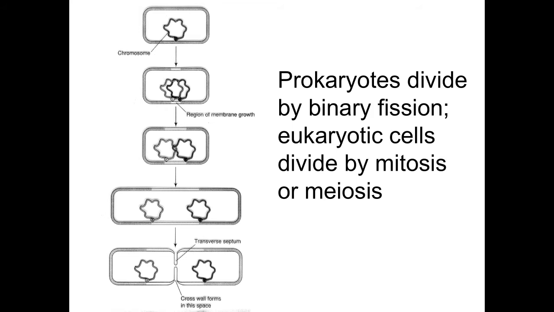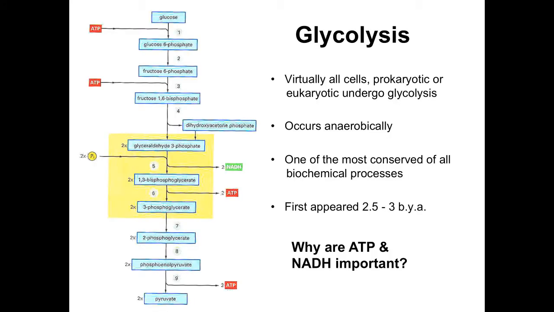As you know, prokaryotes divide by binary fission, and eukaryotic cells divide by mitosis, or meiosis if one is talking about the production of gametes. Virtually every cell, whether it's a prokaryotic cell or a eukaryotic cell, undergoes glycolysis. And you should recall from biochemistry, glycolysis occurs anaerobically. It's one of the most conserved of all biochemical processes. It probably appeared something like 2.5 to 3 billion years ago, so it's one of the most ancient of all biochemical processes.